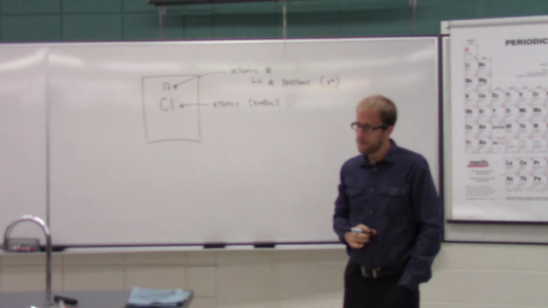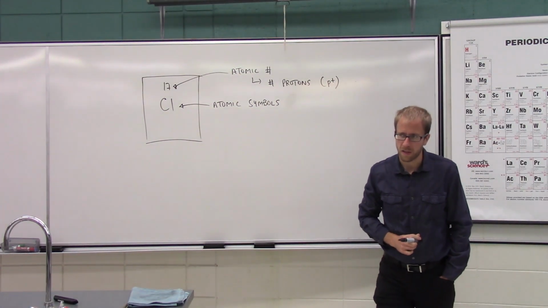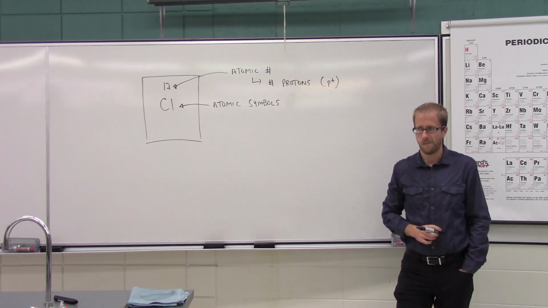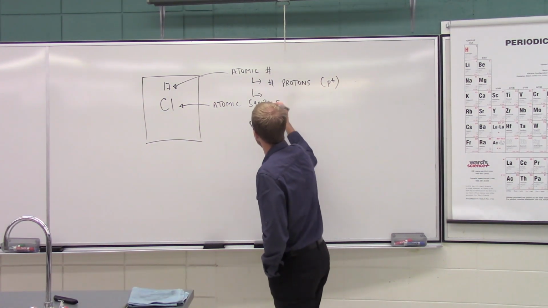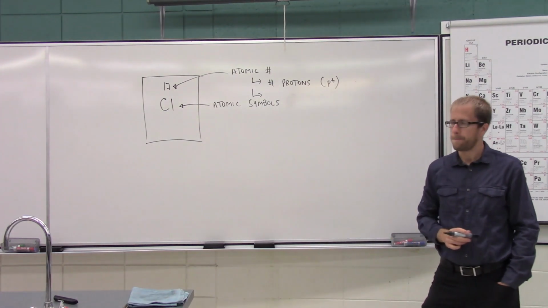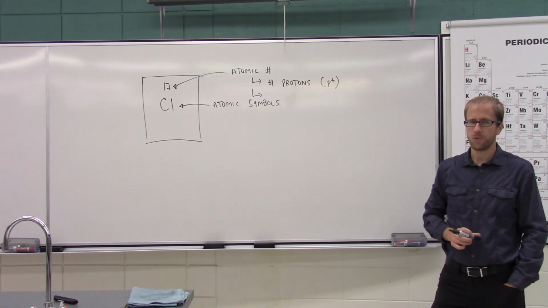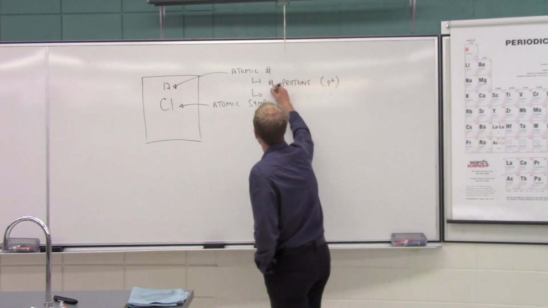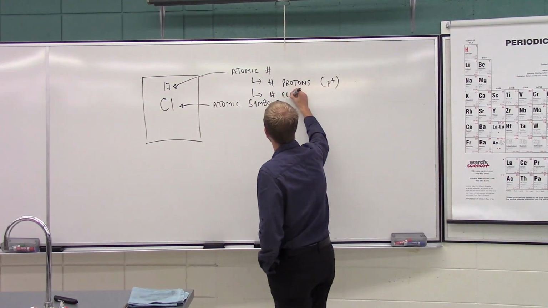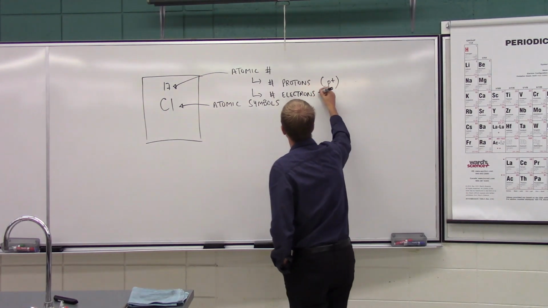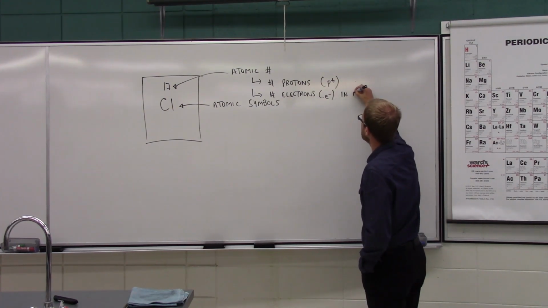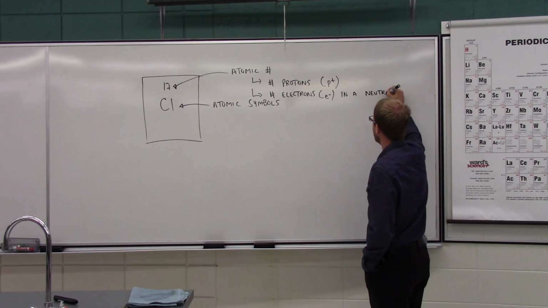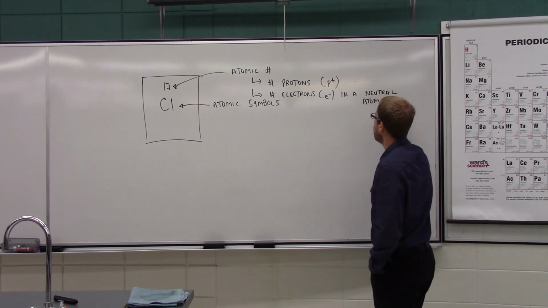In a neutral atom, what else is the atomic number representative of? Neutral means the same number of positives and negatives. So this will also be equal to what? Number of neutrons. Not the number of neutrons. Yeah, electrons. So this will be equal to the number of electrons, which I use e- as my shorthand, but only in a neutral atom. Only in a neutral atom.